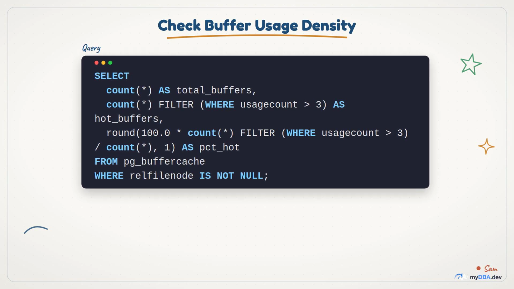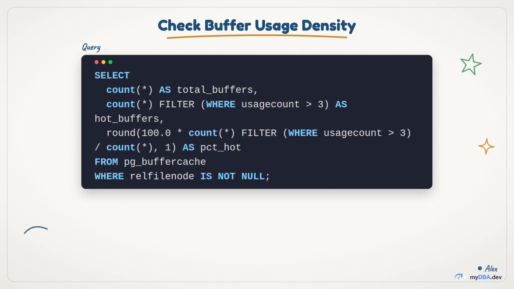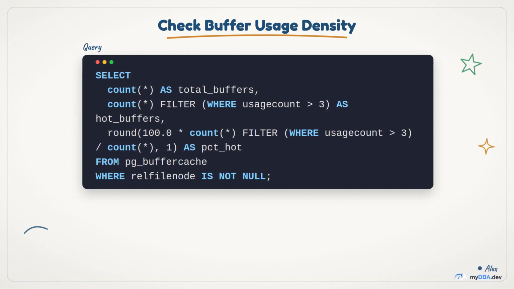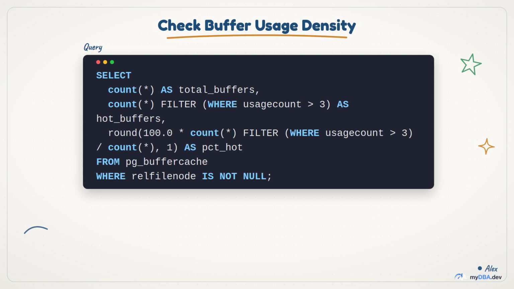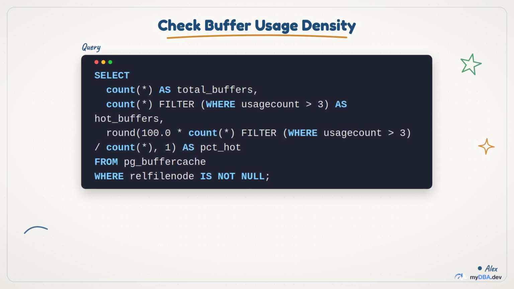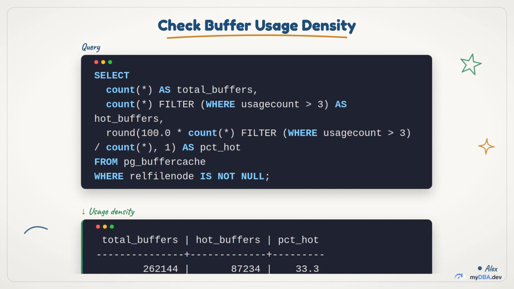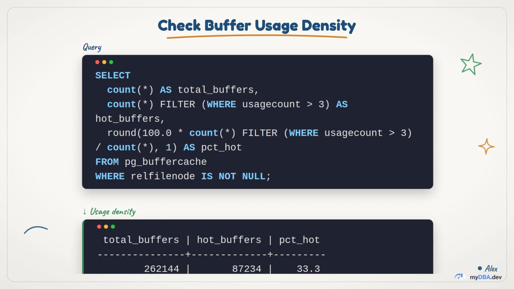So if most buffers have a low usage count, that means you're not reusing them? Exactly. If only 30% of your buffers have a usage count above 3, you're probably doing a lot of sequential scans or one-time reads. That's a sign you might not need a huge shared buffers. The OS cache will handle those just fine. On the other hand, if 80% of your buffers show high usage count, you've got a tight working set and you'd benefit from more space.